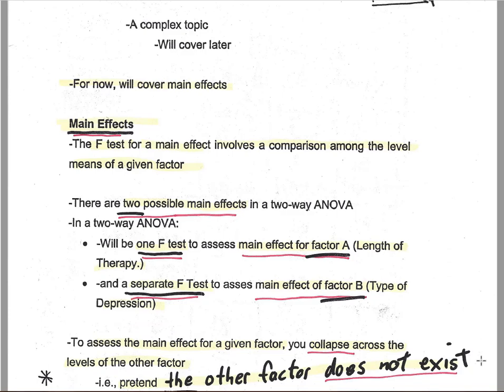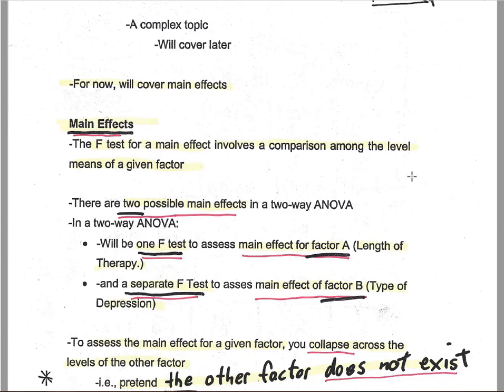Still talking about the concept of a main effect. To assess the main effect for a given factor, you collapse across levels of the other factor. In other words, you pretend that the other factor does not exist. This is an issue that is on your study guide. Your study guide asks something like, what does it mean when we say we collapse across levels of a given factor?